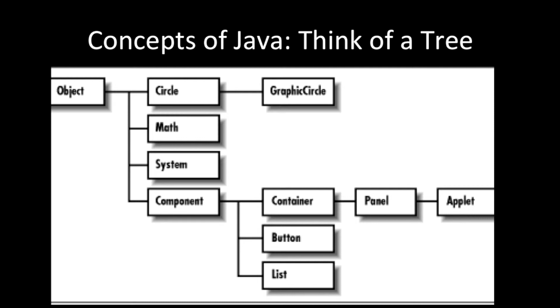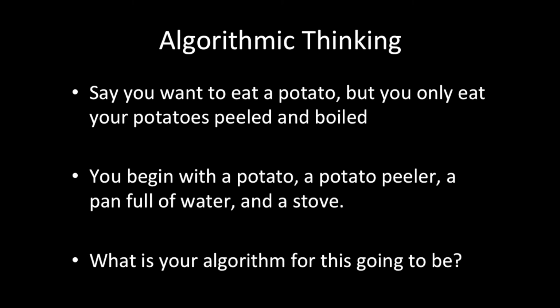Now, think of it as a tree and just look at the slide picture. You don't have to understand any of this. Just know that it branches. There's a lot of branching in Java. This is something important to understand before you start manipulating and acting with objects. But let's get on to some of the algorithmic thinking first.